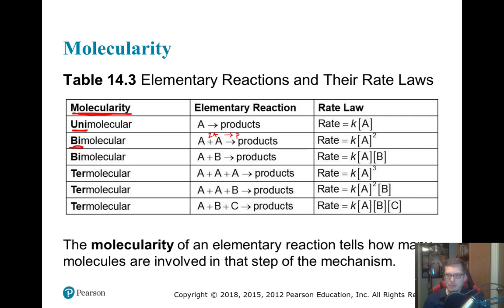Okay, and then the other bimolecular, these are both bimolecular, even if it's the same one hitting itself or two different things hitting each other, and then its rate law would be here. All right, and then termolecular would be 3.